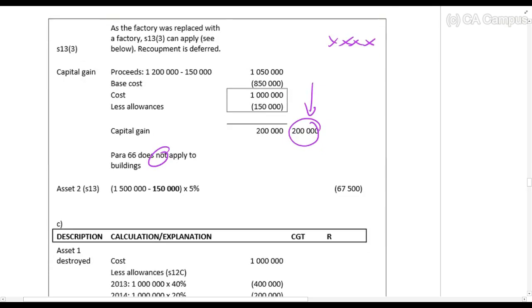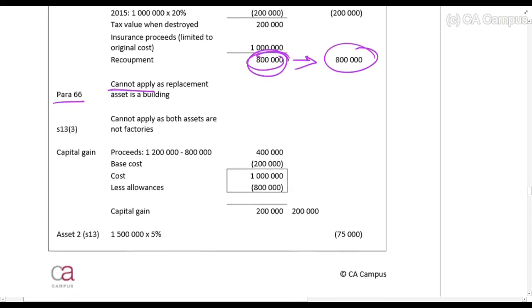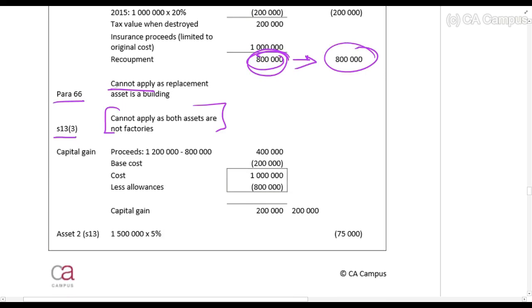If it's a factory building, you can knock it off. If it was not a factory building, like we see in situation C, where it was a machine replaced with a building, right? Situation C was a machine replaced with a building. So I want you to see what happens. The 800,000 rands gets taxed. Can you see? Because paragraph 66 cannot apply. Section 13.3 cannot apply because both assets were in factories. Capital gain, 200,000, gets taxed because paragraph 66 does not apply. Okay, so that's very, very important for you to see.